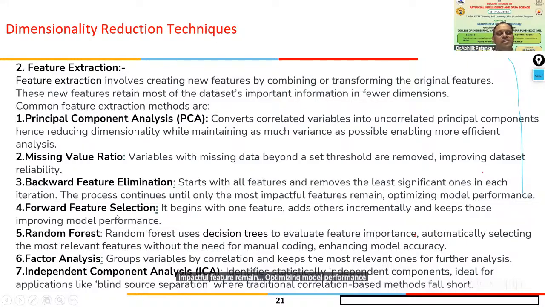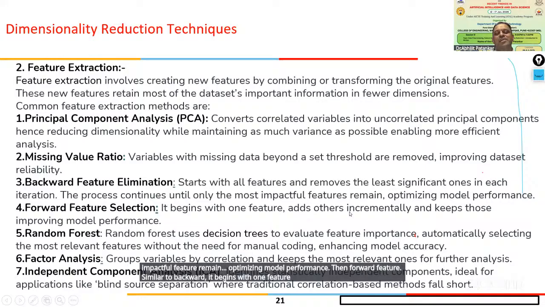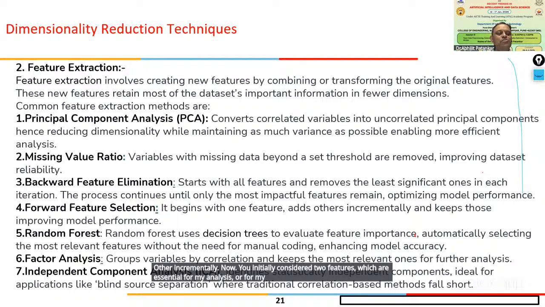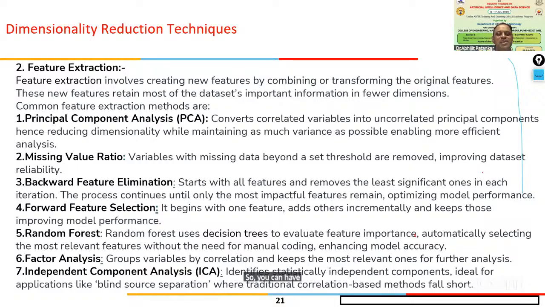Then forward feature selection, similar to backward, begins with one feature and adds others incrementally. Now, you initially consider two features which are essential for your analysis or data processing. Later on, you think that you require another two. So you can add these two. So you can have forward feature selection. Features are added incrementally, and this keeps improving model performance.